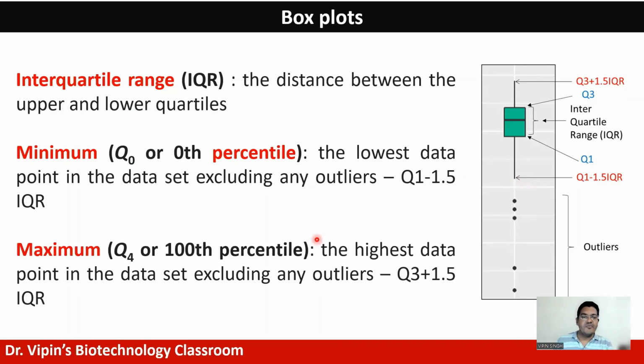Likewise, the maximum or the 100th percentile, or what is known as the Q4, is represented by the highest data point in the data set excluding any outliers, and this can be calculated by Q3 or the third quartile plus 1.5 times the interquartile range. So this is basically a distribution. This is Q0, this is Q4, and any value outside Q0 and Q4 is basically an outlier. So with that background, let us move to R Studio and start plotting our graph.